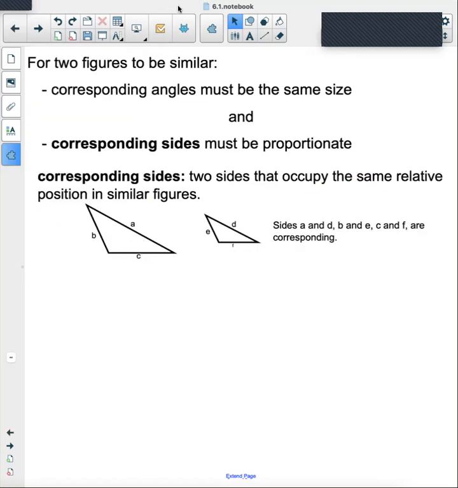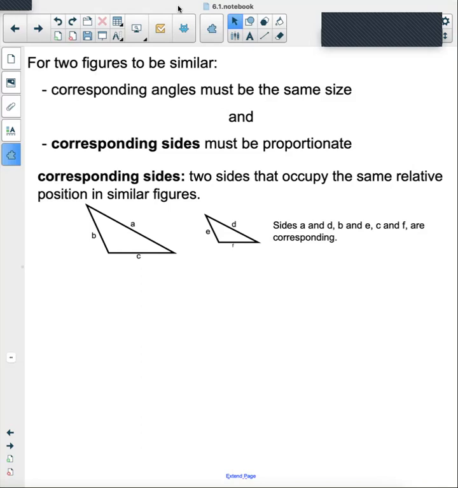So for two figures to be similar, corresponding angles must be the same size and corresponding sides must be proportionate. So remember, we introduced the idea of corresponding angles in our last unit. Those were two angles formed by two parallel or non-parallel lines intersected by a transversal that were in the same location. Okay, so corresponding sides and angles are angles or sides that are in the same relative position.